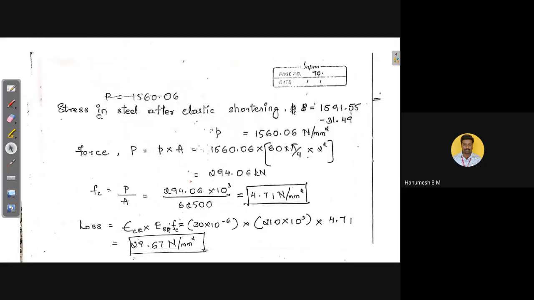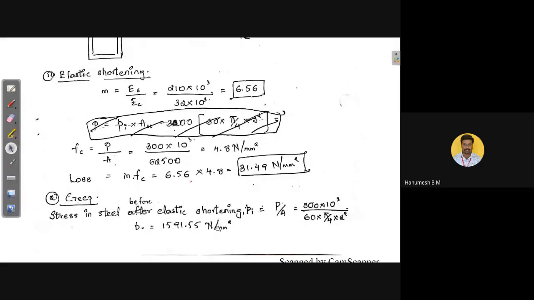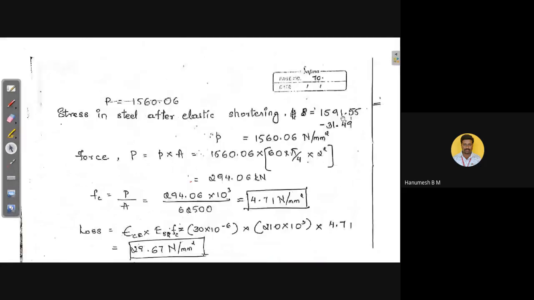The next step, stress in steel after elastic deformation. After elastic deformation ಅಂದ್ರೆ ನಾವು ಎಲಾಸ್ಟಿಕ್ ಡಿಫಾರ್ಮೇಷನ್ ಲಾಸಸ್ನ ಸಬ್ಟ್ರಾಕ್ಟ್ ಮಾಡಬೇಕು. ಯಾವುದರಲ್ಲಿ? ಈ ಕ್ಯಾಲ್ಕುಲೇಟ್ ಮಾಡಿದ್ವಲ್ಲ ಇನಿಷಿಯಲ್ ಸ್ಟ್ರೆಸ್ ಇನ್ ಸ್ಟೀಲ್, ಅದರಲ್ಲಿ ಎಲಾಸ್ಟಿಕ್ ಶಾರ್ಟ್ನಿಂಗ್ನ ಅಲೋ ಮಾಡಬೇಕು. If you allow it for the elastic shortening, now the stress in steel after elastic shortening will be equal to 1591.55 minus 31.49. Now this will be the actual present stress after allowing for the elastic deformation. That is, stress in the steel is equal to 1560.06 Newton per mm square.